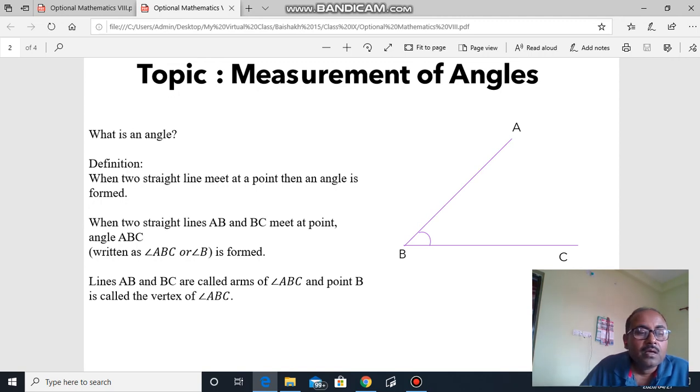Now, what are the components of this angle? Here two lines are responsible for making this angle. So these lines AB and BC are called arms of the angle ABC. And this point B, where these two lines meet, is called the vertex of the angle. Is it clear? Now, let's go to the next slide.